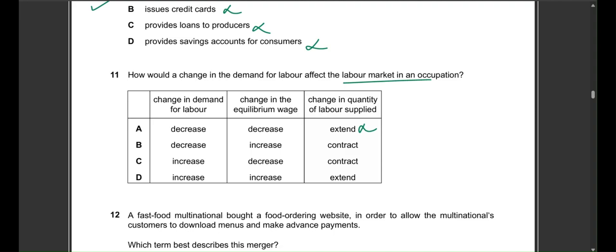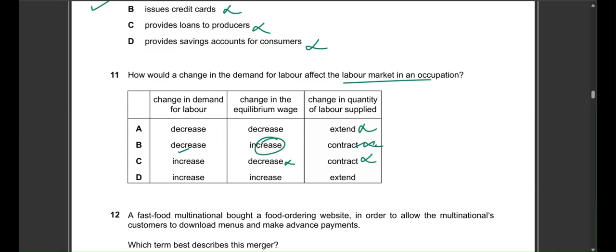B option, let's see. Changes in demand for labor decreased, equilibrium wage increased, and changes in quantity of labor supply contracted. This is right, but this doesn't make sense. If the demand of labor is decreasing, the wage will decrease, not increase. Okay, so this is eliminated. C option, change in demand for labor increased, change in equilibrium wage decreased. Again, this doesn't make sense. If demand is increasing, how will the wage decrease? It should also increase. Okay, so this is again eliminated.